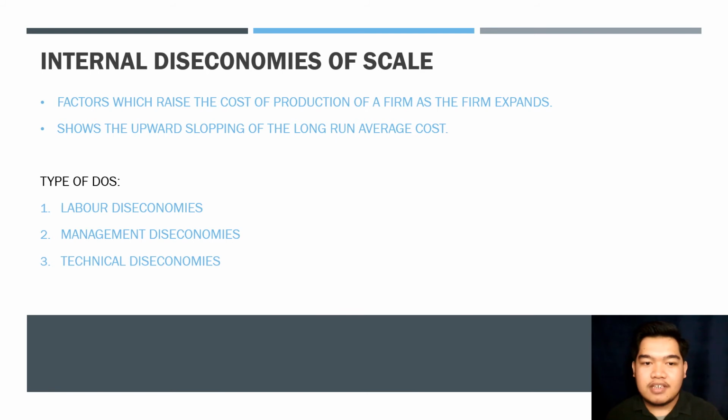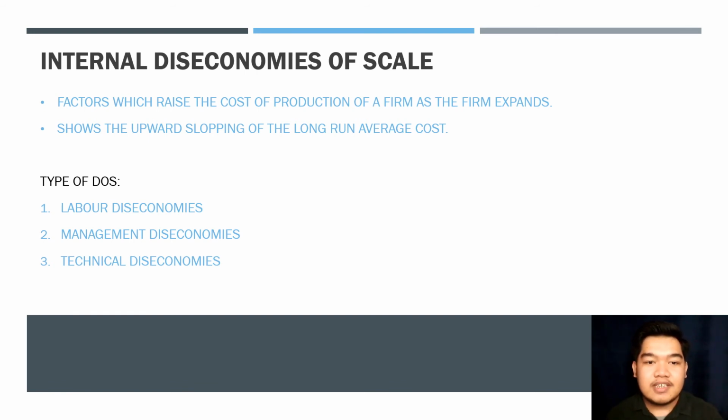And the second one is management diseconomies. These diseconomies of scale arise due to the difficulties of managing large firms. Miscommunication, a lack of cooperation, coordination, and supervision of the work of different departments, and poor specialization can all occur in large firms. This will incur additional management costs.